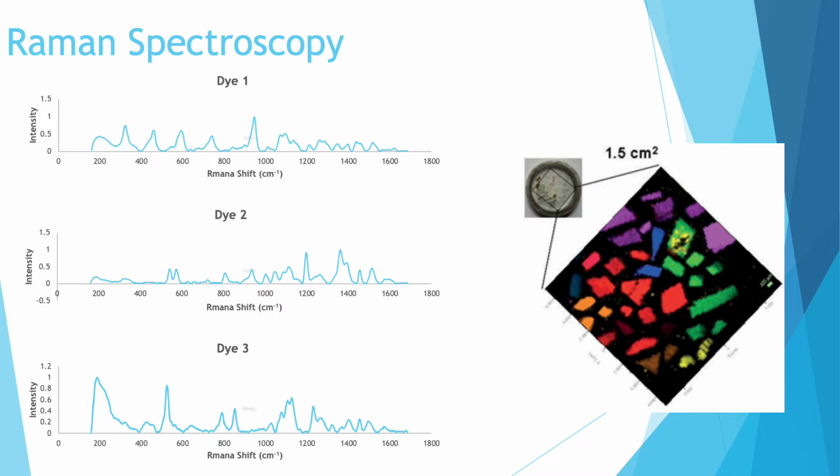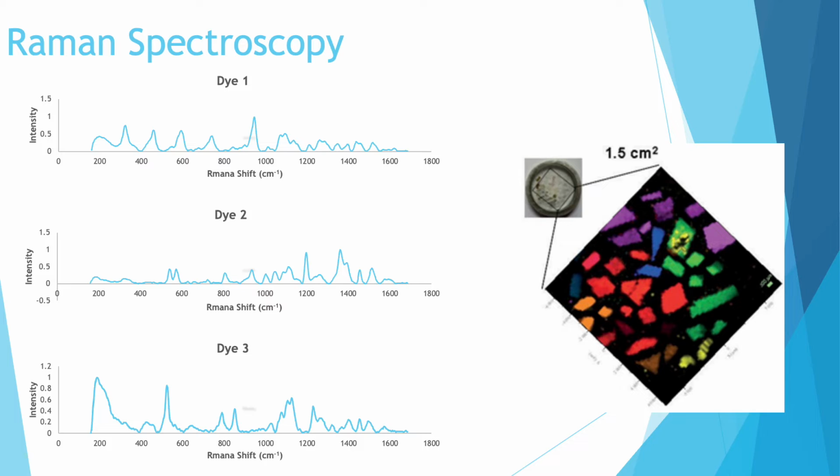Here we can see the spectra of 3 different dyes that we use in our lab. From these peaks of interest, we can create a false color image by associating different peaks with a specific color and produce that image like the one on the right again. So for example, the purple would be composed of the spectra from dye 1 and so on.